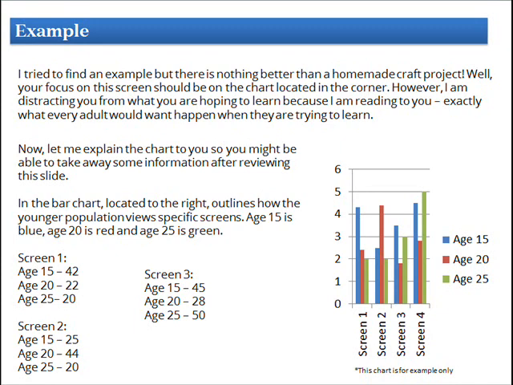Now, let me explain the chart to you so you might be able to take away some information after reviewing this slide. The bar chart located to the right outlines how the younger population views specific screens. Age 15 is blue, age 20 is red, and age 25 is green.